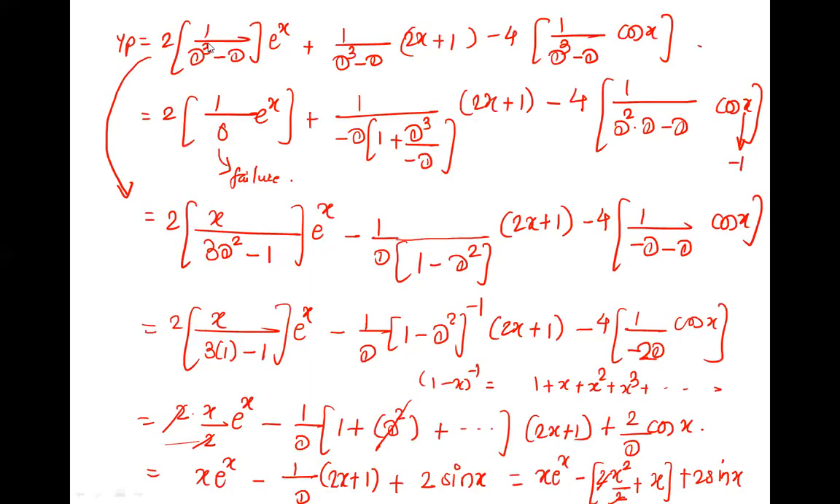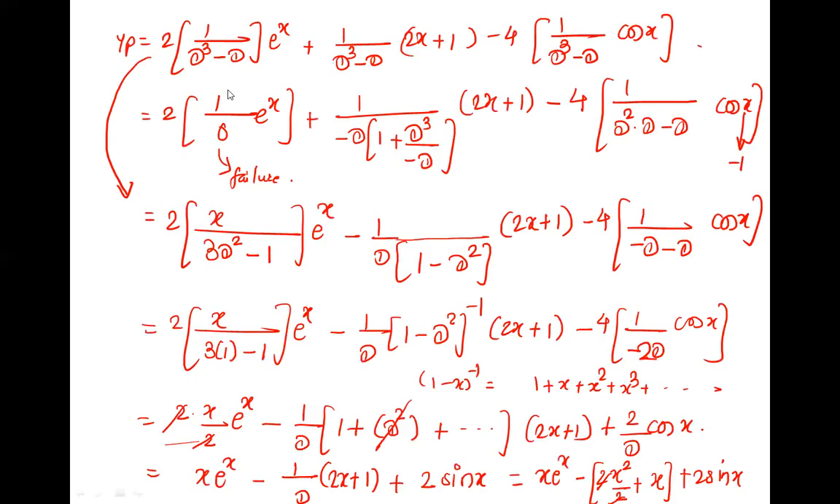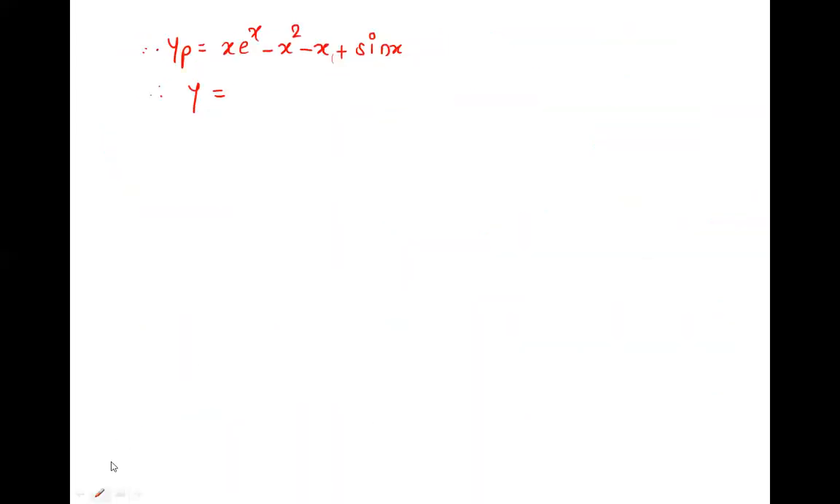Therefore, yp is, write it please, x e raised to x minus x square minus x plus sin x. Correct? Plus is an item? Yes. Check. Okay, therefore y is equal to yc plus yp. Write your yc, write your yp, and then this is the general solution. Are you clear now? If it is a combination of cases, just separate like that.